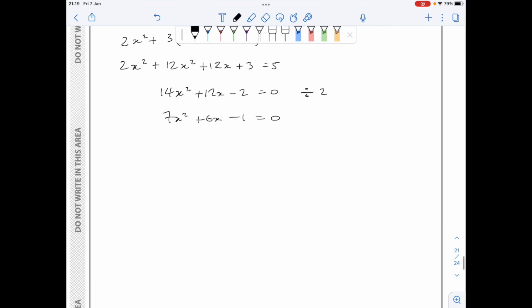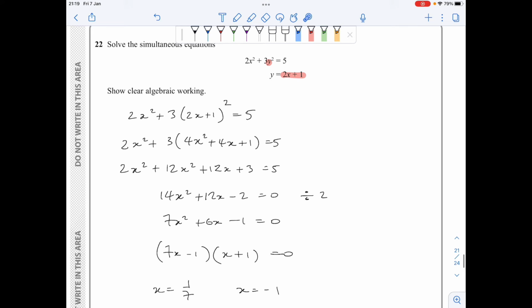I can solve this either by factorization or completing the square or using the quadratic formula. I'll go on with factorization. So (7x - 1) is the first bracket, (x + 1) is the second one. This will give me 2 x values. These are 1/7 or -1, and each one of these will give me a y value.